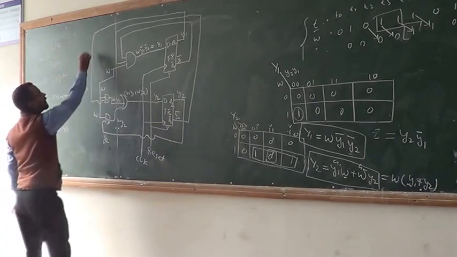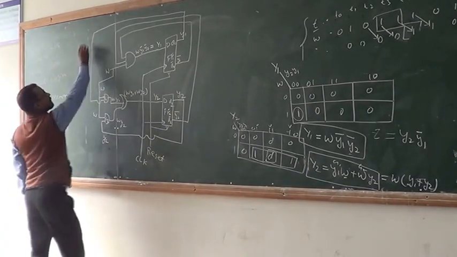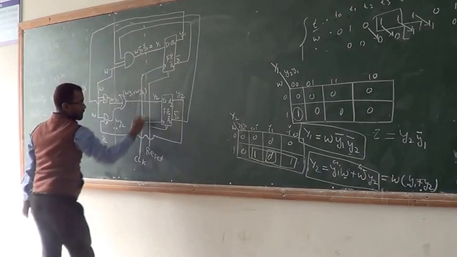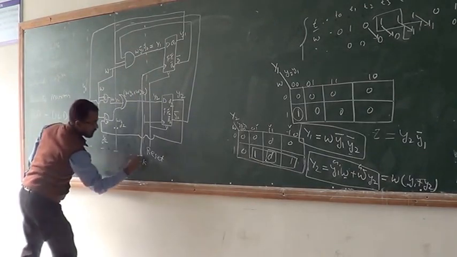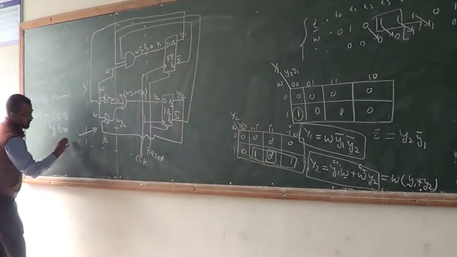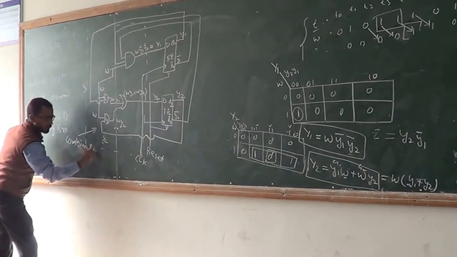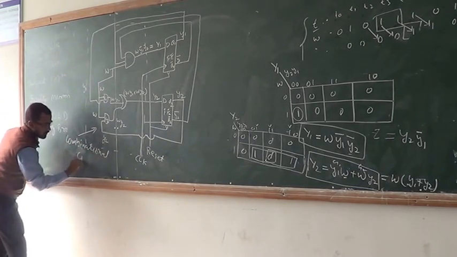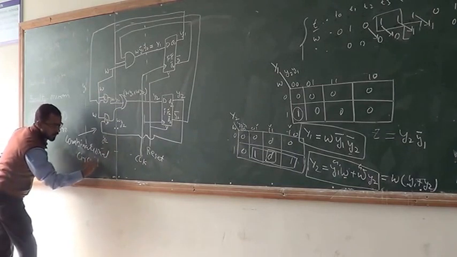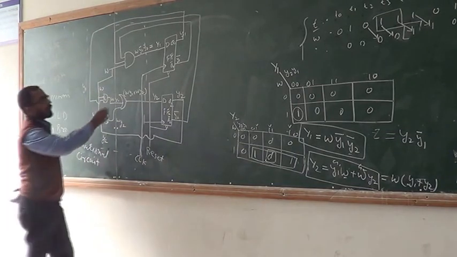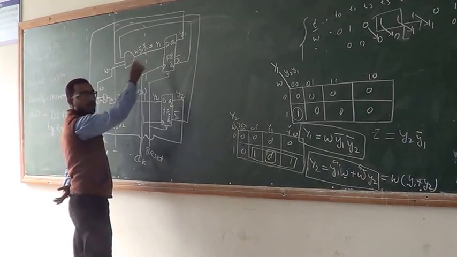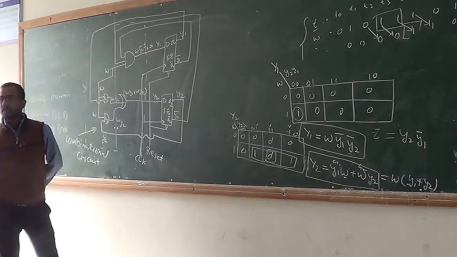This portion is called the combinational circuit. And this portion is called a sequential circuit.